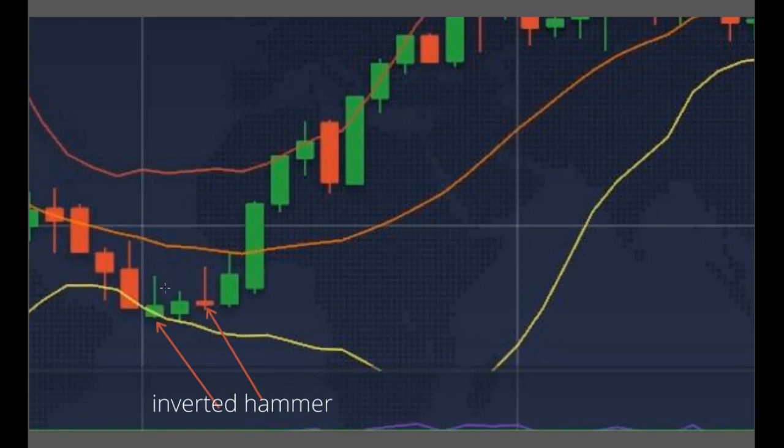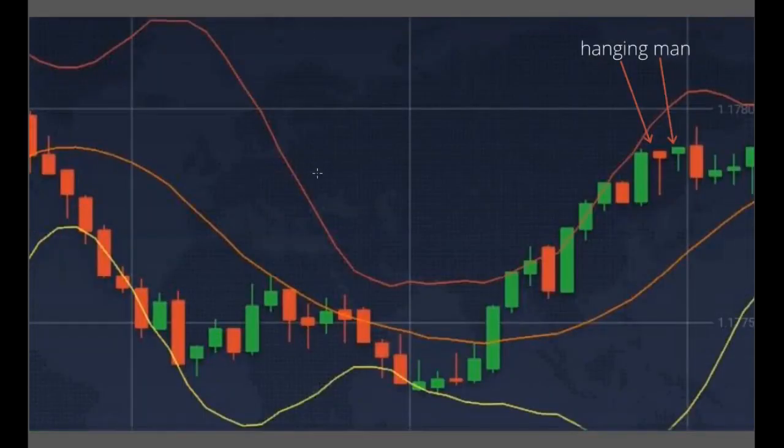So we have the inverted hammer. The inverted hammer is basically a hammer that is inverted vertically. Okay, so the inverted hammer is also a strong reversal candlestick. The inverted hammer occurs after a downtrend. It indicates that the buyers or the bulls are about to take charge or take control of the market. Okay.